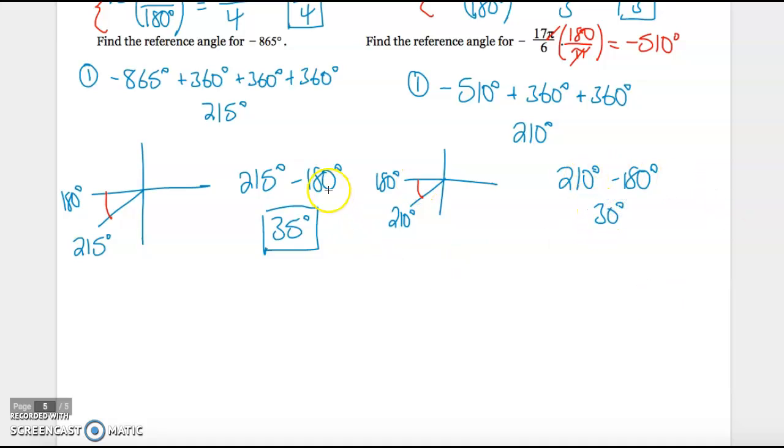30 degrees. And then if we convert that back to radians, since we started with radians, our answer should be in radians. 30 degrees times pi over 180 degrees. 30 divided by 180, math, enter, enter, would be 1 pi over 6, so my reference angle is pi over 6.